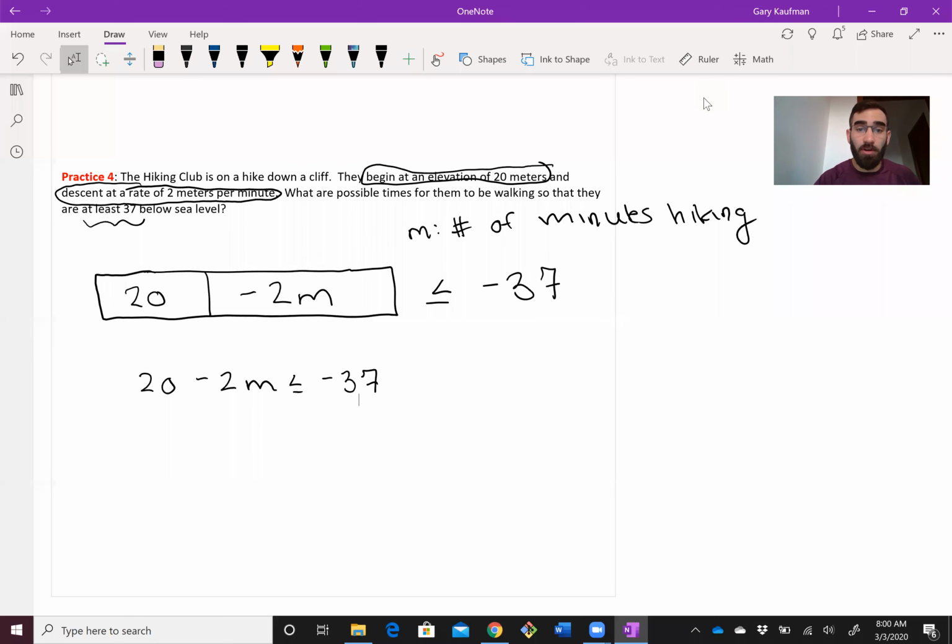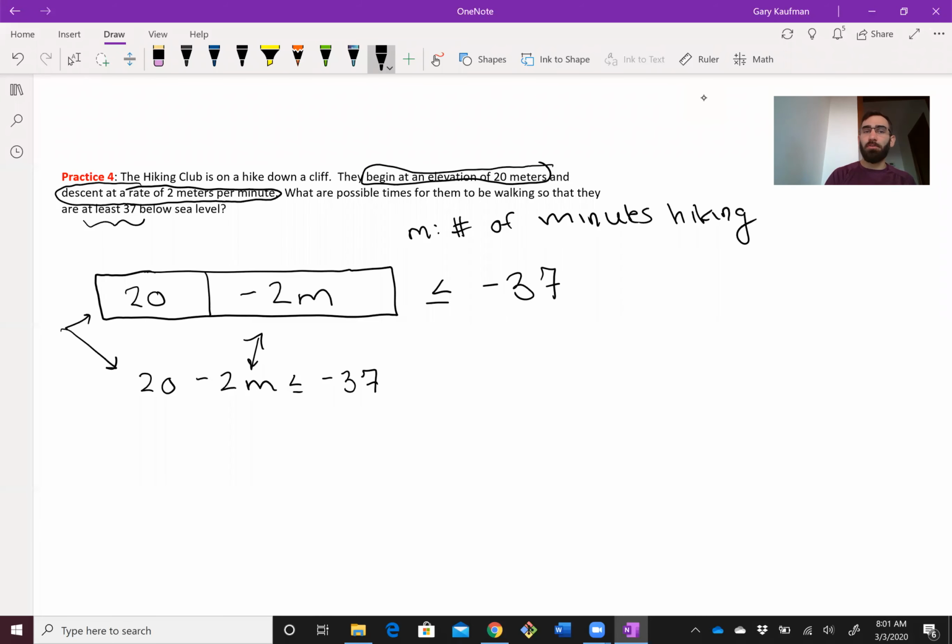So I'm going to record as I solve this one. So I begin at an elevation of 20. So that's why I have this 20 right here. I descend at a rate of 2 meters per minute. So m, number of minutes hiking, descent, that's go down, so that's negative, and that's why I have that there. At least 37 below sea level.